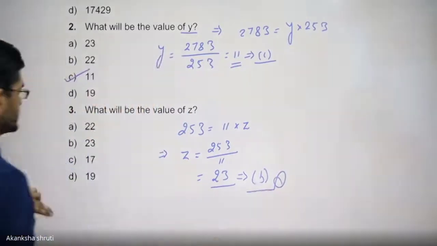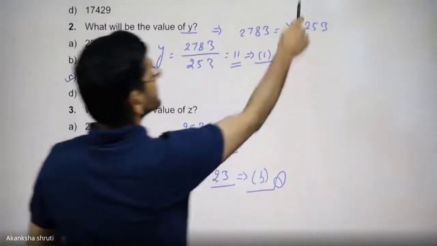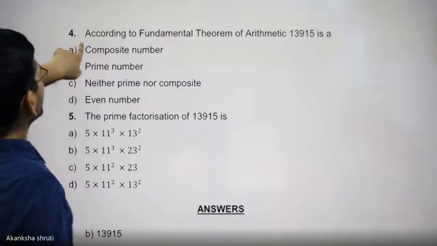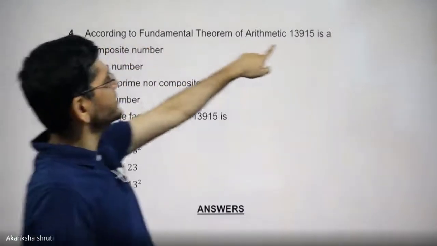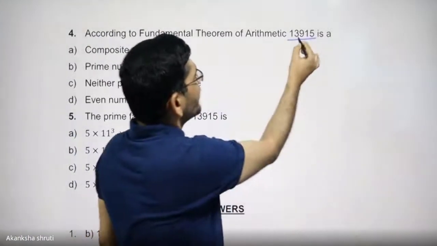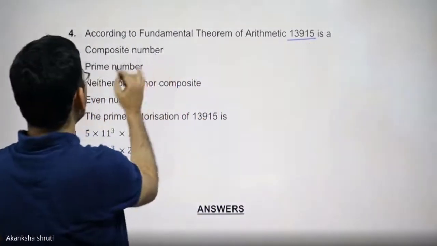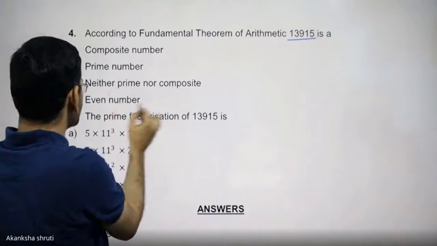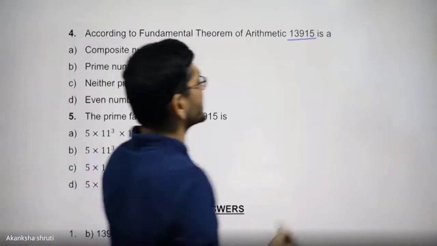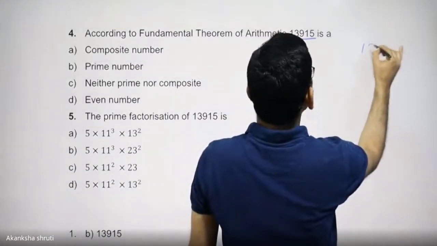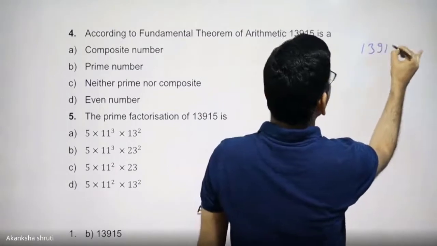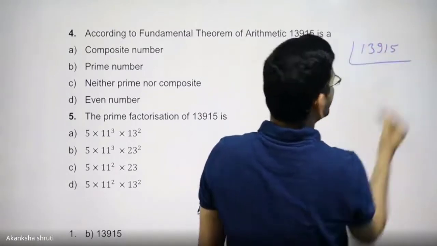This way the third is over. Let us come for the fourth question. In fourth, according to the fundamental theorem of arithmetic, is 13915 a composite number, prime number, neither prime nor composite, even, odd? That we have to check. Students, 13915. We have to check which kind of number is this.